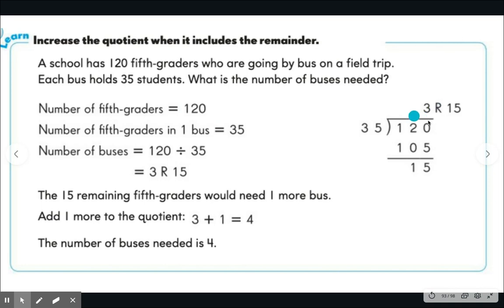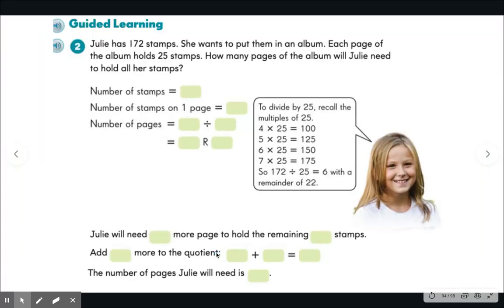You need 3 buses. But if you only use 3 buses, there'd still be 15 kids who wouldn't be able to go on the field trip because there's 15 kids that wouldn't fit in those 3 buses. So the remaining 15 fifth graders would need 1 more bus. You'll add 1 more to the quotient. So 3 plus 1 equals 4. The number of buses needed is 4.